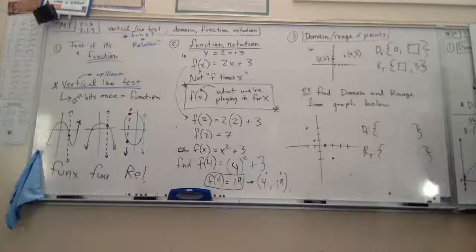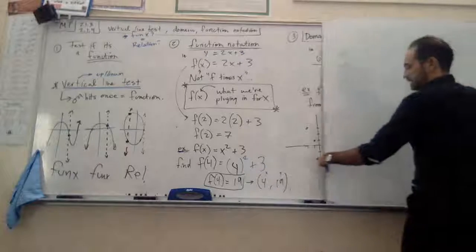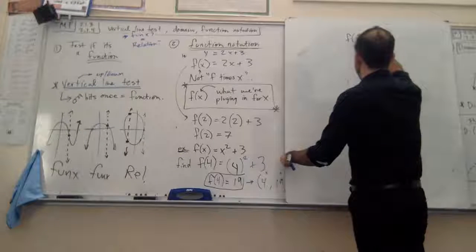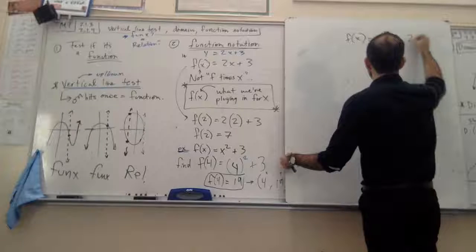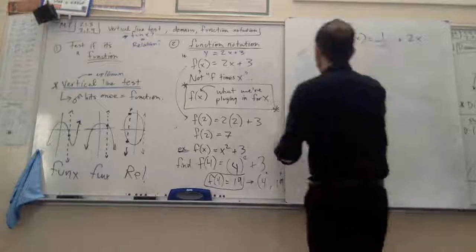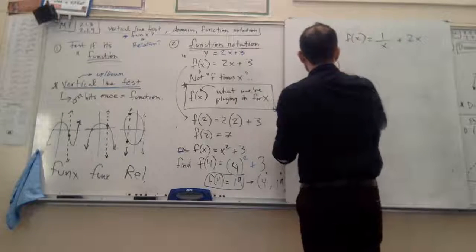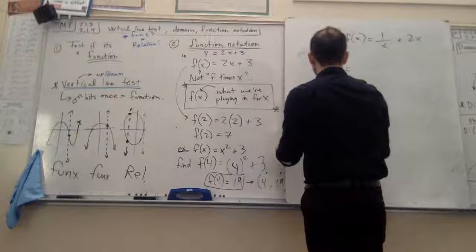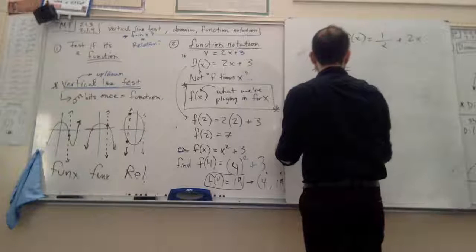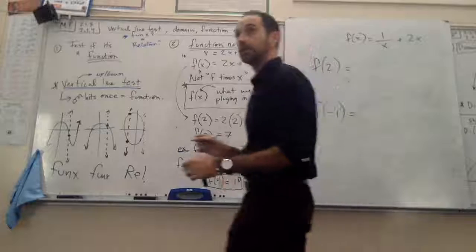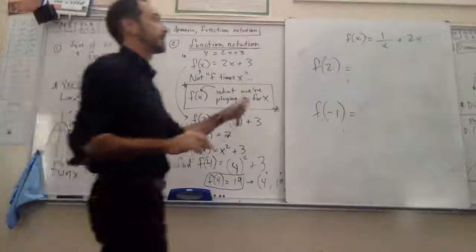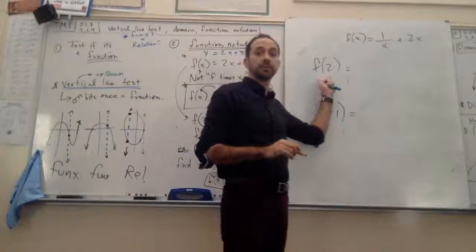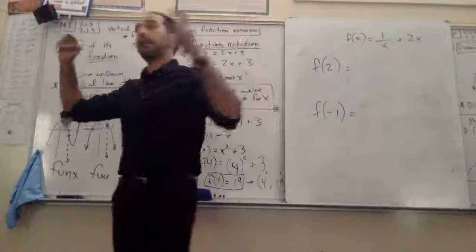All right, we got this function right here. How about this? f of x is equal to 1 over x plus 2x. I want you to find f of 2, and I want you to find f of negative 1. Negative 1 might be trickier. So f of 2. What am I going to plug in for x when I have f of 2 in function notation? Plug in 2.